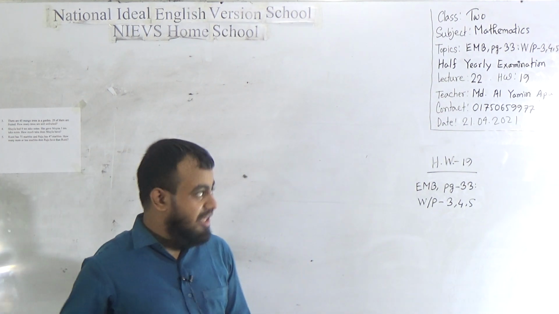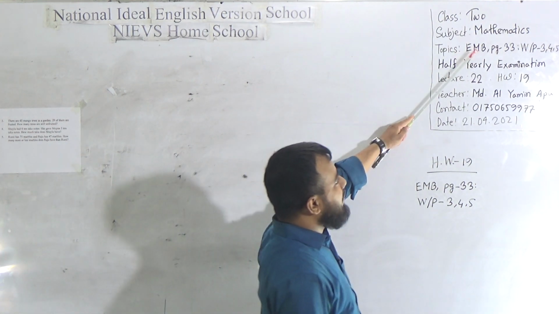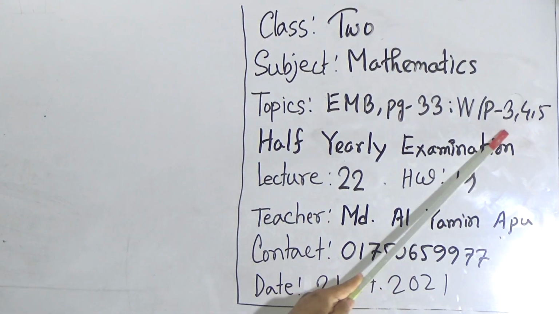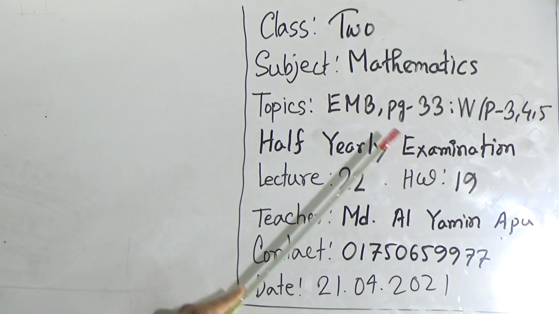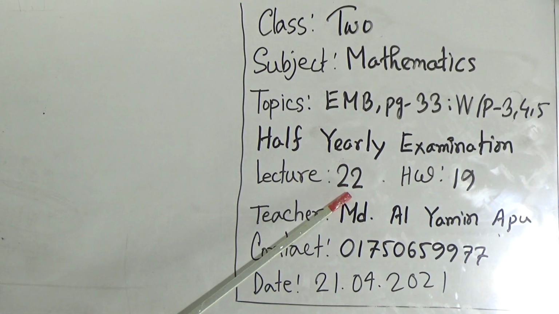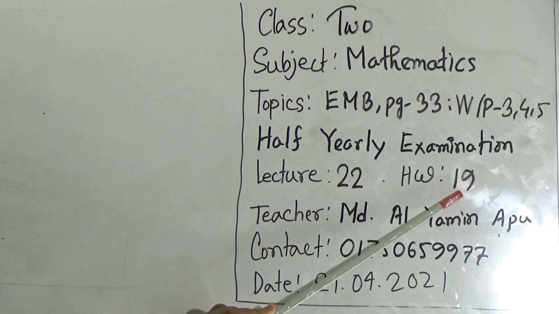Our today's topic is EMB, that means Elementary Mathematics book, page number 33. Word problem 3, 4, 5. That means 3 word problems we will solve today, okay? From page number 33 of your book. Your lecture number is 22 and you have a homework today. Your homework number is 19. Okay, dear students, now let's start our class.